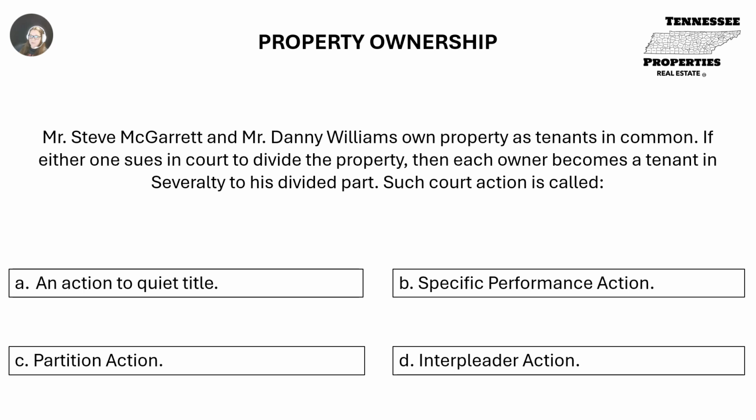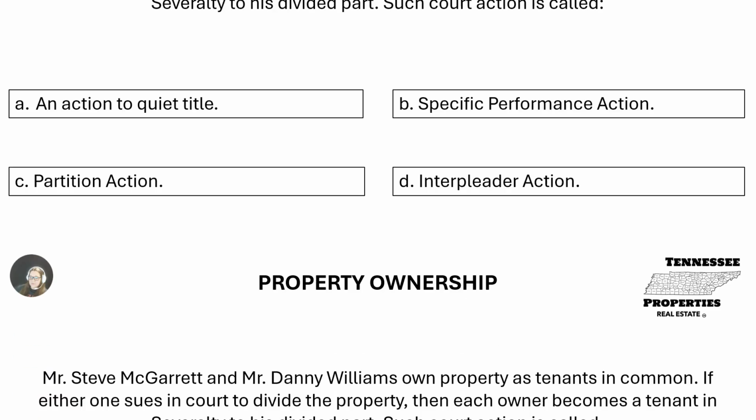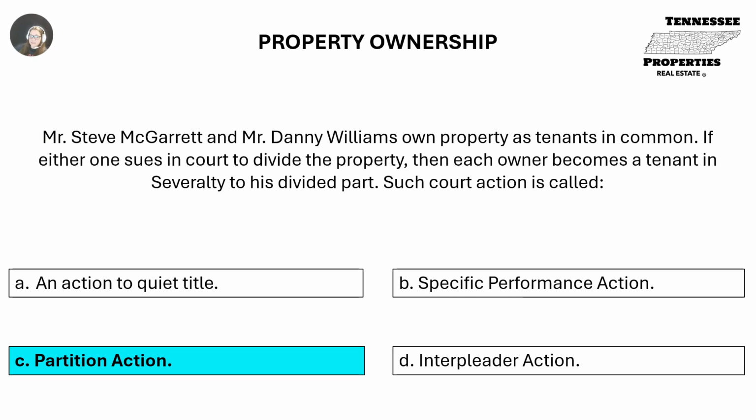Mr. Steve McGarrett and Mr. Danny Williams own property as tenants in common. If either one sues in a court to divide the property, then each owner becomes a tenant in severalty to his divided part. Such court action is called A. An action to quiet title, B. Specific performance action, C. Partition action, or D. Interpleader action. C. Partition action.